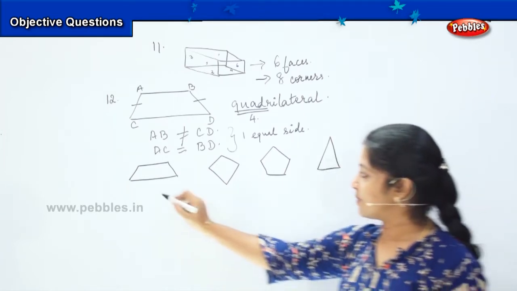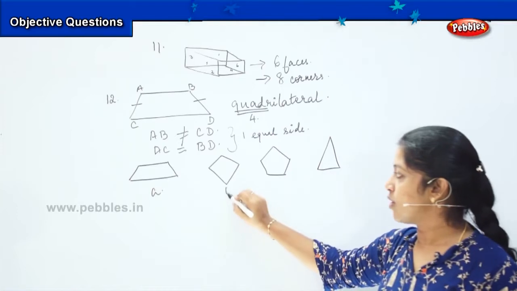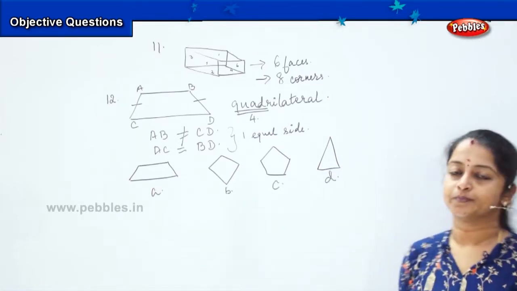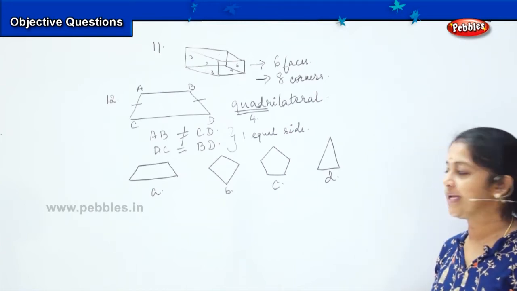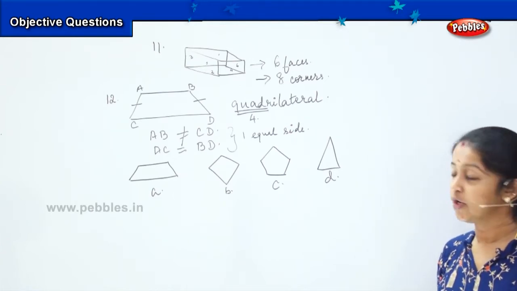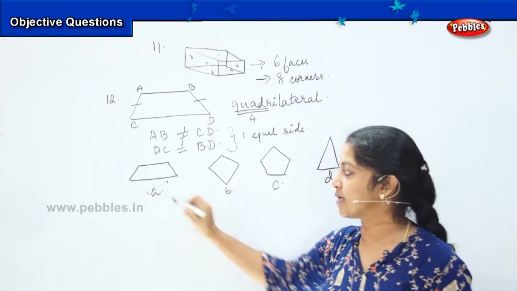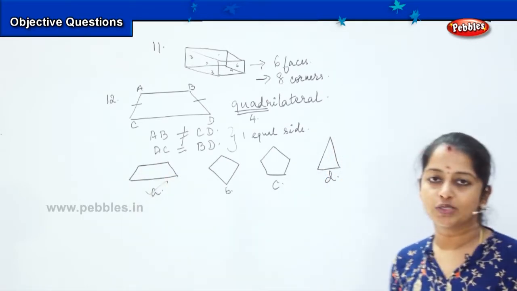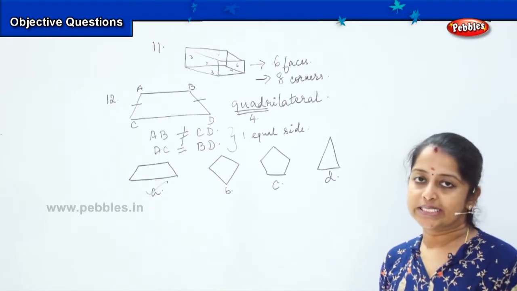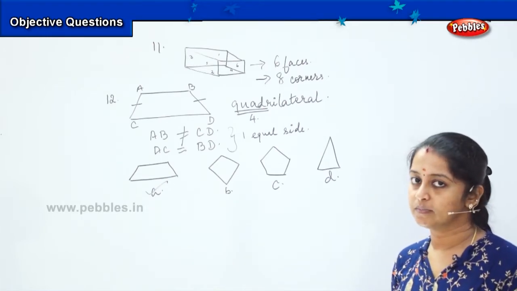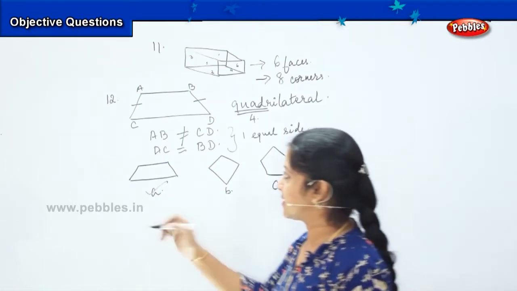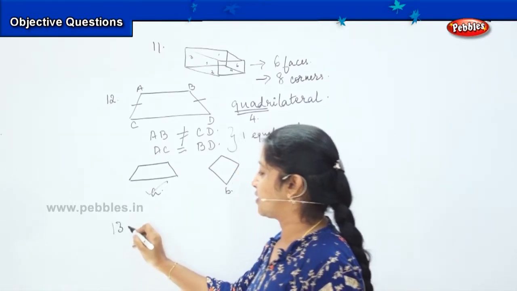Is it option A? Is it option B, option C or option D? So, which among the following is a quadrilateral? You are correct. Option A is a quadrilateral because it is a rectangle form with 4 sides having one side equal. Is it clear? Shall we move to the next question? Yes. So, here is your next question.